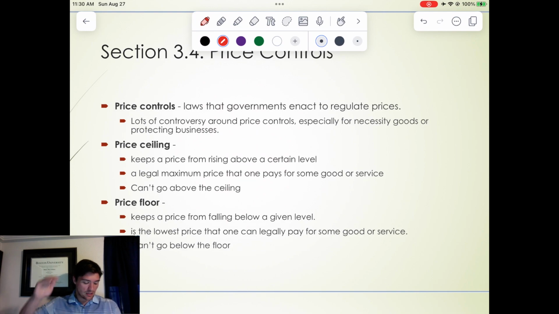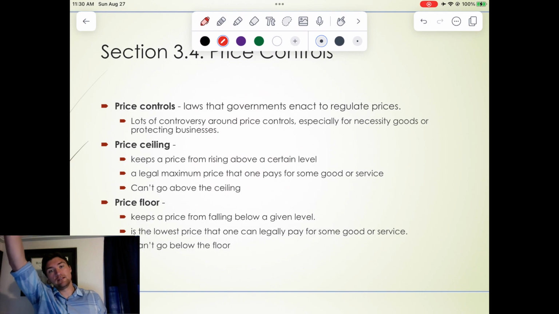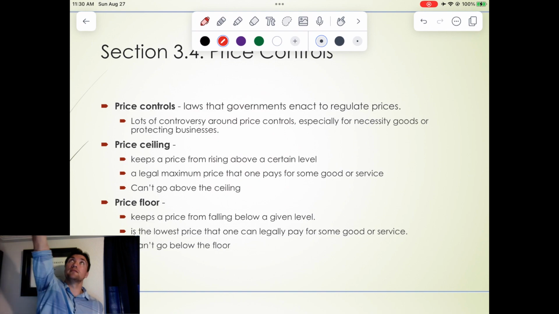So price ceilings keep a price from rising above a certain level. It is a legal maximum price that one pays for some good or service. So basically the government's like, hey, this is the maximum price. This is the ceiling. And you can't go above the ceiling, right? So if I'm in a room, right, can I go above the ceiling? No, right? Like there's a wall there, I can't go above it. So that is what a price ceiling is.